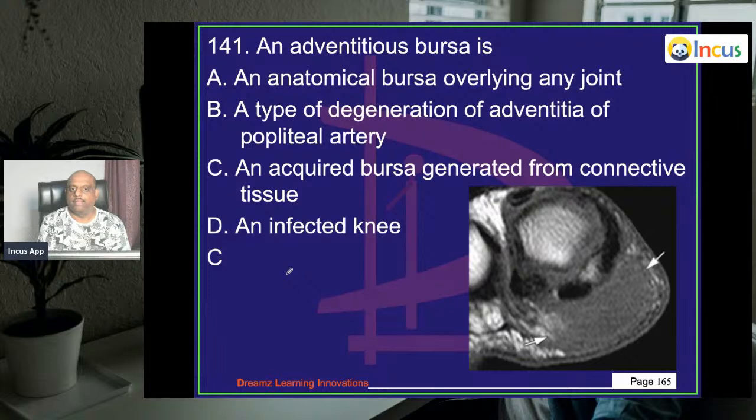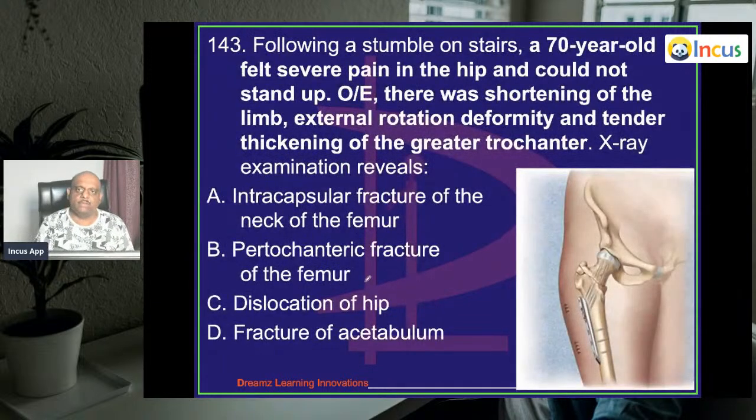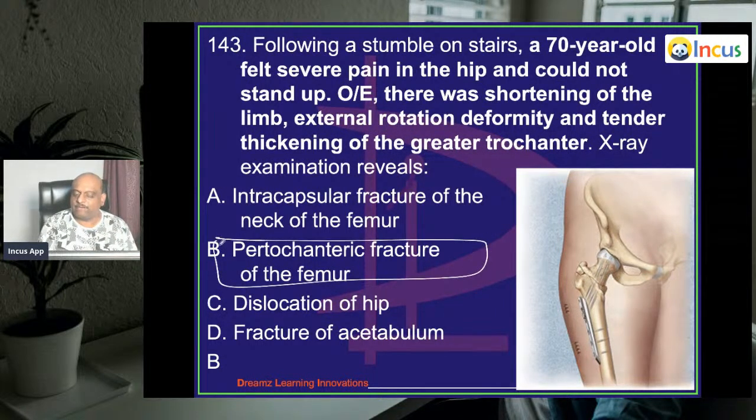Now, adventitious bursa is an acquired bursa which is generated from a connective tissue. If there is a mid-clavicular fracture and overriding of the fragments, how do you treat? Figure of 8 bandage is what you need to remember. A 70-year-old with shortening of the limb, axial rotation, deformity, tender thickening of the greater trochanter. So it is a peritrochanteric fracture of the femur.